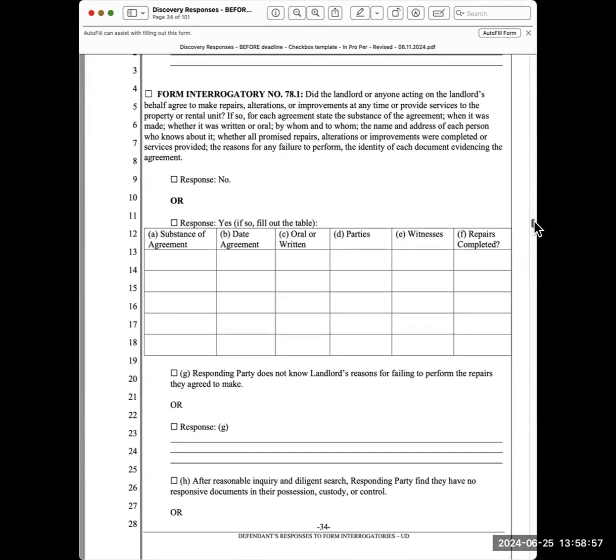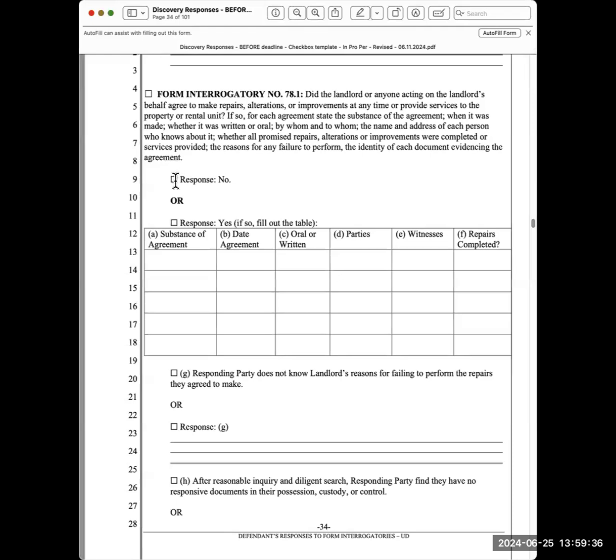78.1. Did the landlord or anyone acting on the landlord's behalf agree to make repairs, alterations, or improvements at any time or provide services to the property or rental unit? If so, for each agreement, state the substance of the agreement, when it was made, whether it was written or oral, by whom and to whom, the name and address of each person who knows about it, whether all promised repairs, alterations, or improvements were completed or services provided, the reasons for any failure to perform, the identity of each document evidencing the agreement. And this can be for either party to answer.